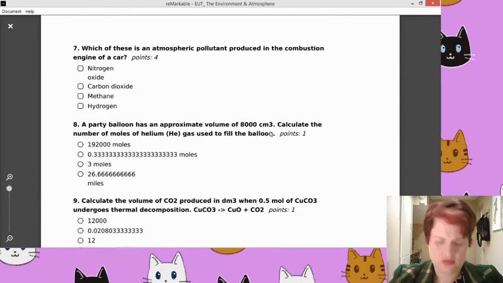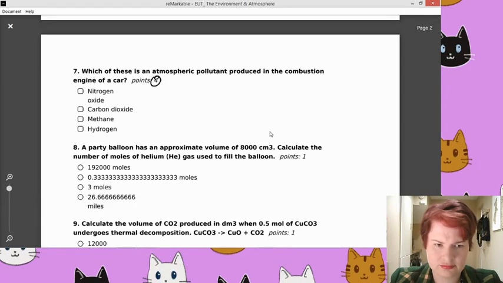Question seven. Ooh, worth 4 points. Didn't mean to make it worth 4 points. Ooh, that's very overgenerous there. Which of these is an atmospheric pollutant produced in the combustion engine in the car? Right. Well, in a car, what have we got?